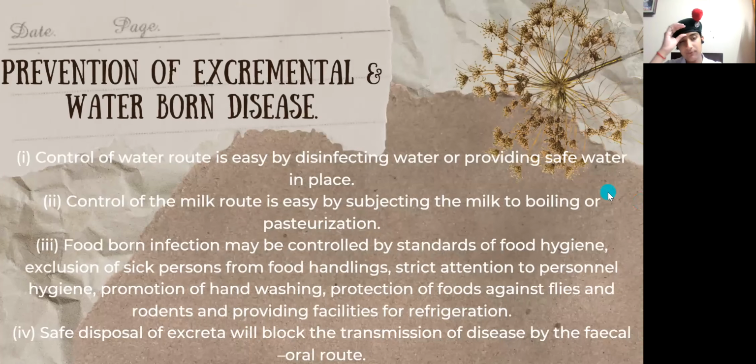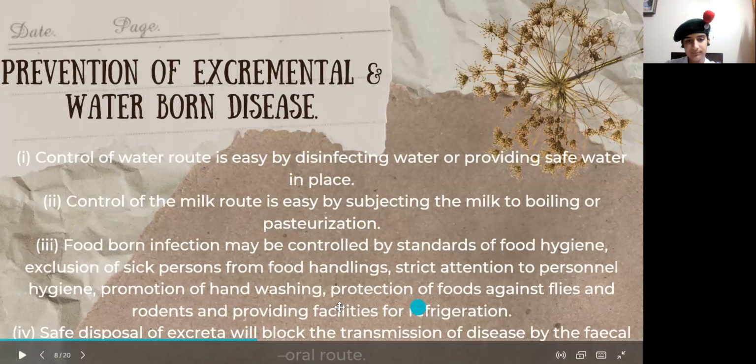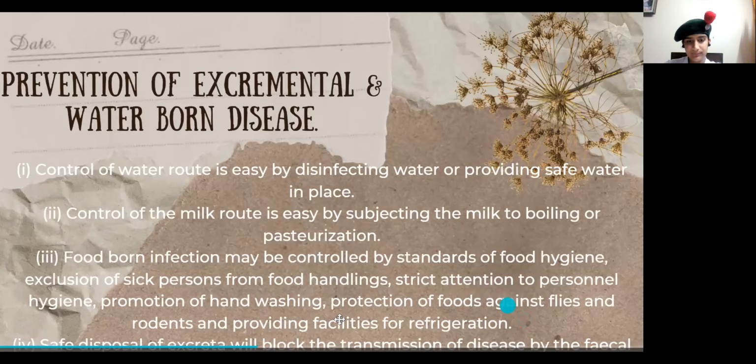Prevention of excremental and waterborne disease. Number one, control of the water route is easy by disinfecting water or providing safe water supply. Second, control of the milk route is easy by subjecting the milk to boiling or pasteurization. Third, foodborne infection may be controlled by standards of food hygiene, exclusion of sick persons from food handling, strict attention to personal hygiene, promotion of hand washing, protection of foods against flies and rodents, and providing facilities for refrigeration. Safe disposal of excreta will block the transmission of diseases by the fecal-oral route.